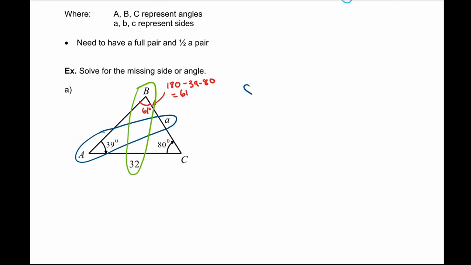So in this case, I'm going to do sine big B over little b equals sine A over little a. I'm not going to worry about sine C and little c because there's not enough information there, and I'm only going to be dealing with two ratios at a time. So once I write out my formula, I'm going to fill in my given information. Sine big B, or the angle, is 61, divided by the side length, which is 32. Sine of big A, or angle A, is 39, over side A, which is unknown.